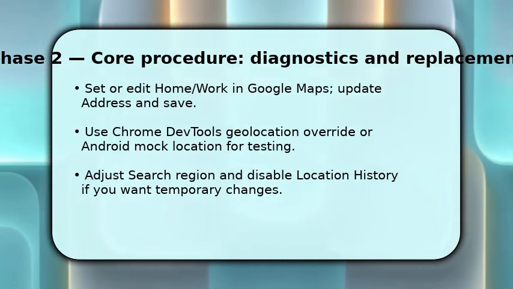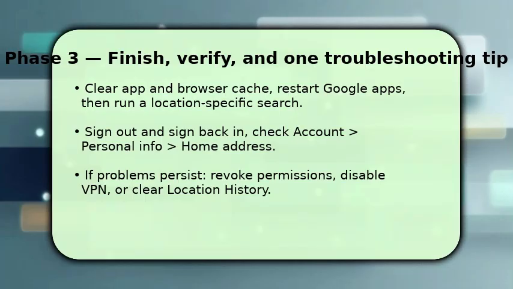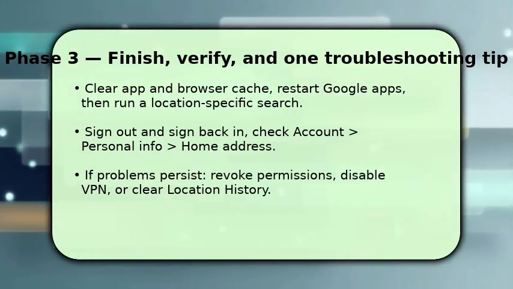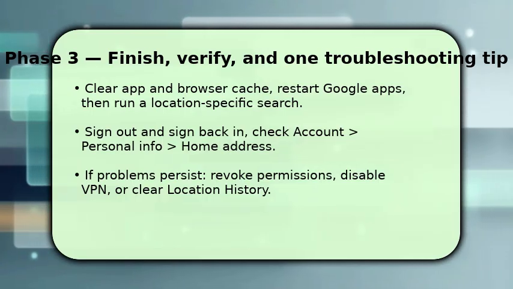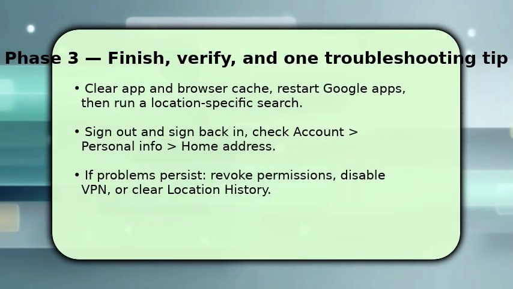To finish, clear the browser and app cache, restart Google Maps and Chrome, then perform a location-specific search to confirm changes took effect. If you edited your account home/work, open Account Settings under Personal Info to verify they saved. Once everything looks correct, toggle location history or web and app activity back to your preferred setting.